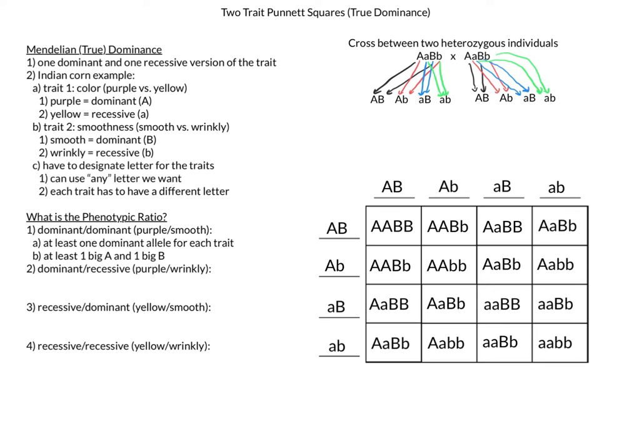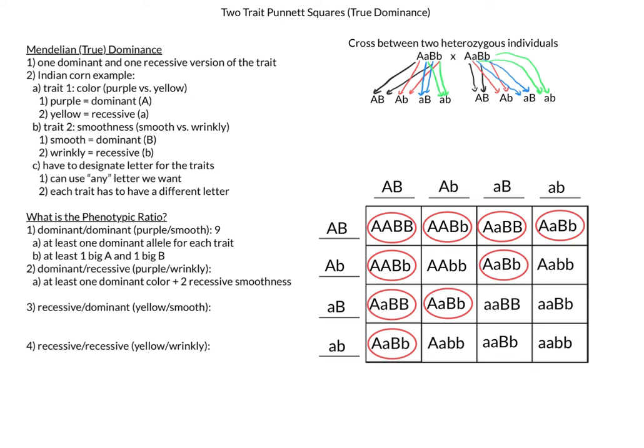And to not make this take a day and a half going through, let me just circle all the ones that fall under this group. So here we have 9 individuals. Next, we're looking for the ones that are dominant for color and recessive for smoothness. So here they would have to have at least one big A, but has to have 2 small b's. Again, let me circle them, and we have 3 individuals.